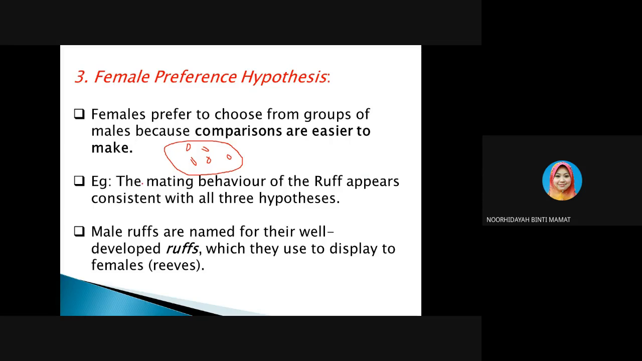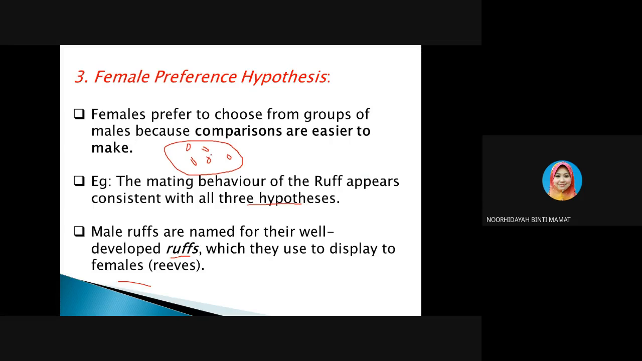For example, the mating behavior of the ruff appears consistent with all three hypotheses. The three hypotheses just now were the hotspot, hotshot, and female preference hypotheses. The male ruff are named for their well-developed ruff, which they use to display to the females.